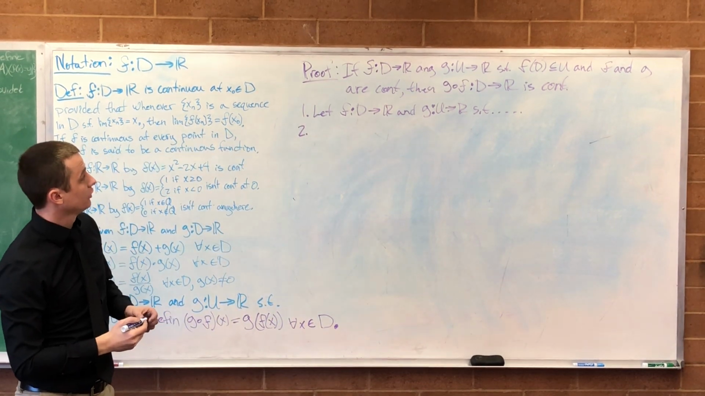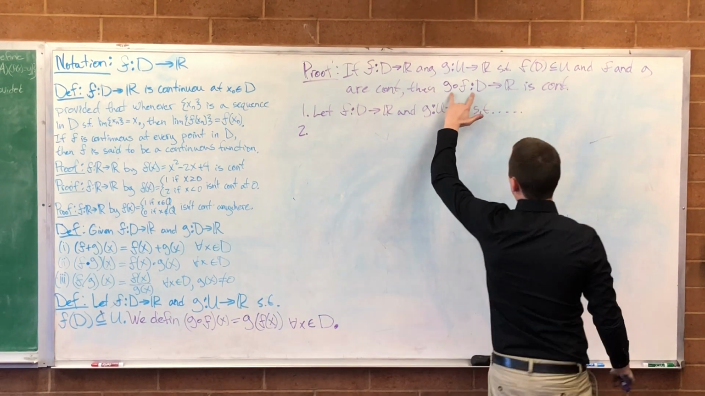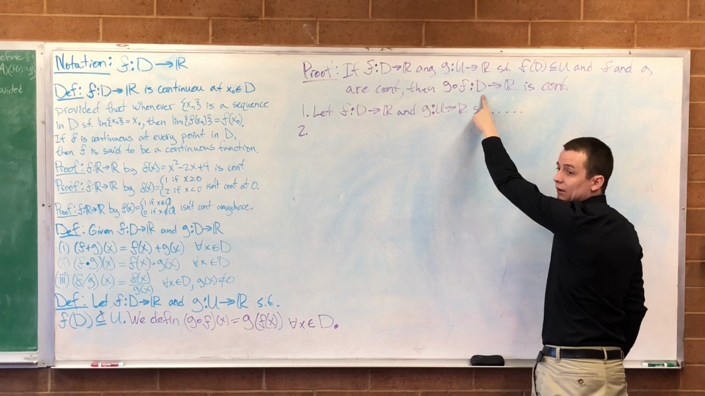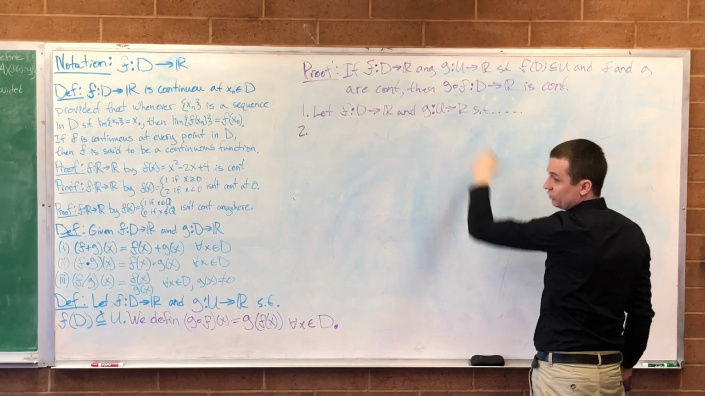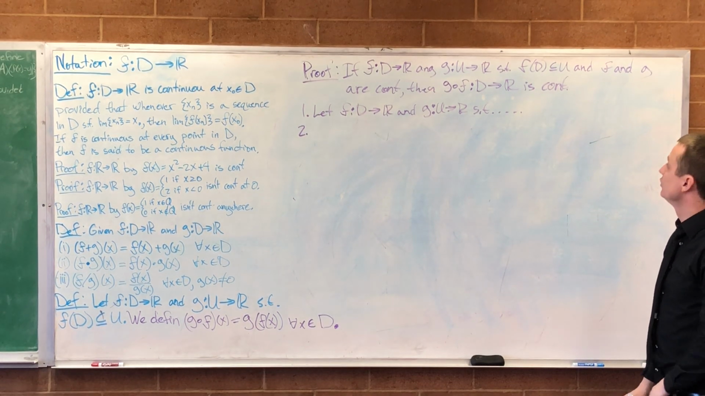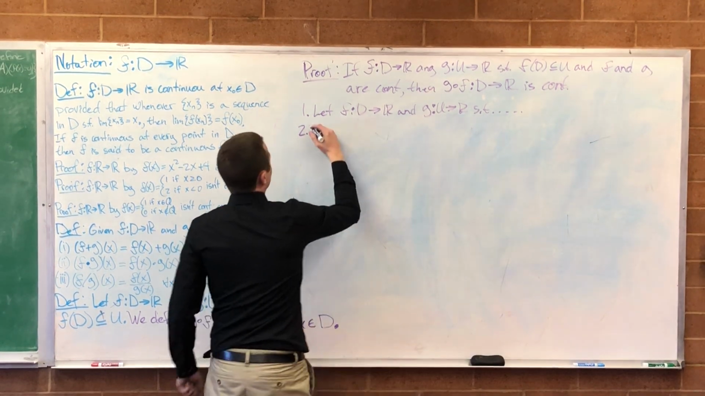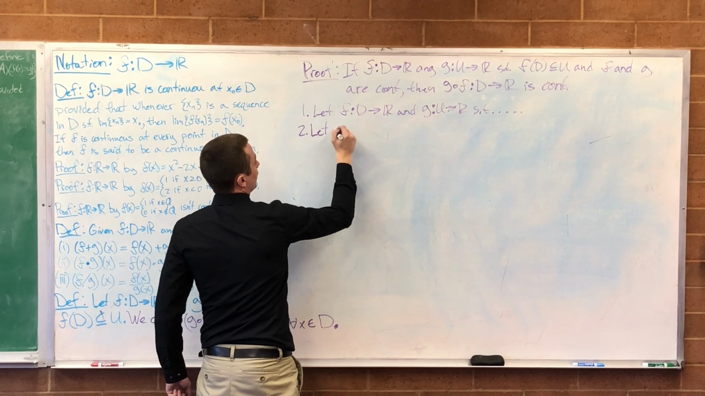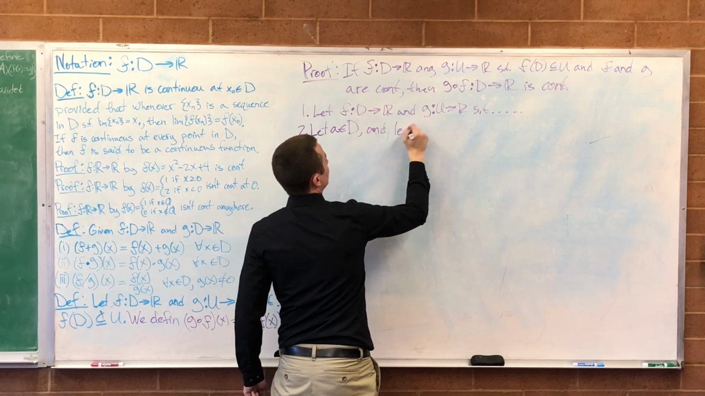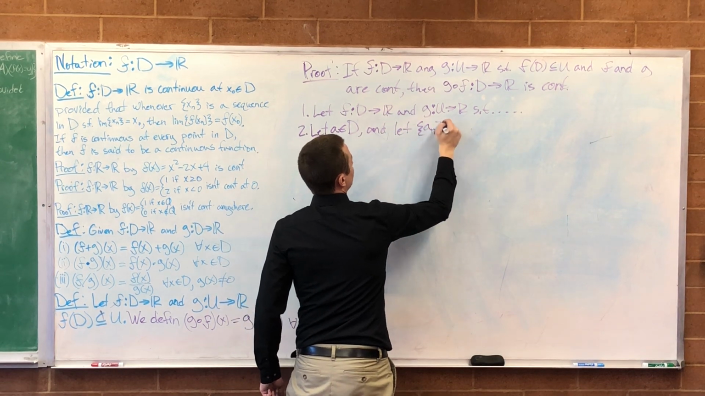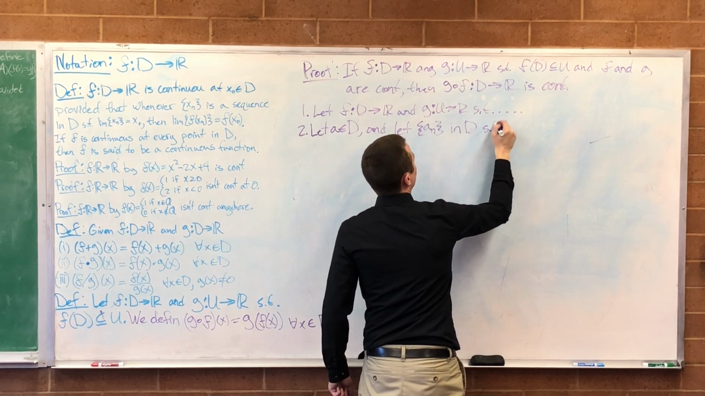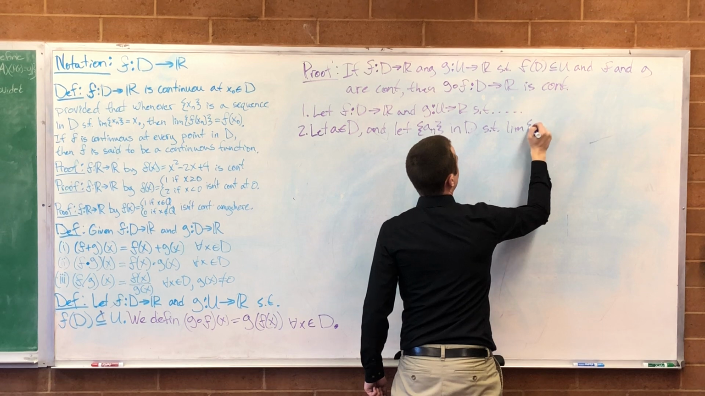Now, remember what we're trying to show. We're trying to show that this function right here is continuous. So I need to grab some arbitrary point out of its domain and a sequence that converges to that point, and then show that the image of the sequence converges to the image of the limit. So let A be any point in our domain, and let a_n be any sequence in D such that its limit is equal to A.